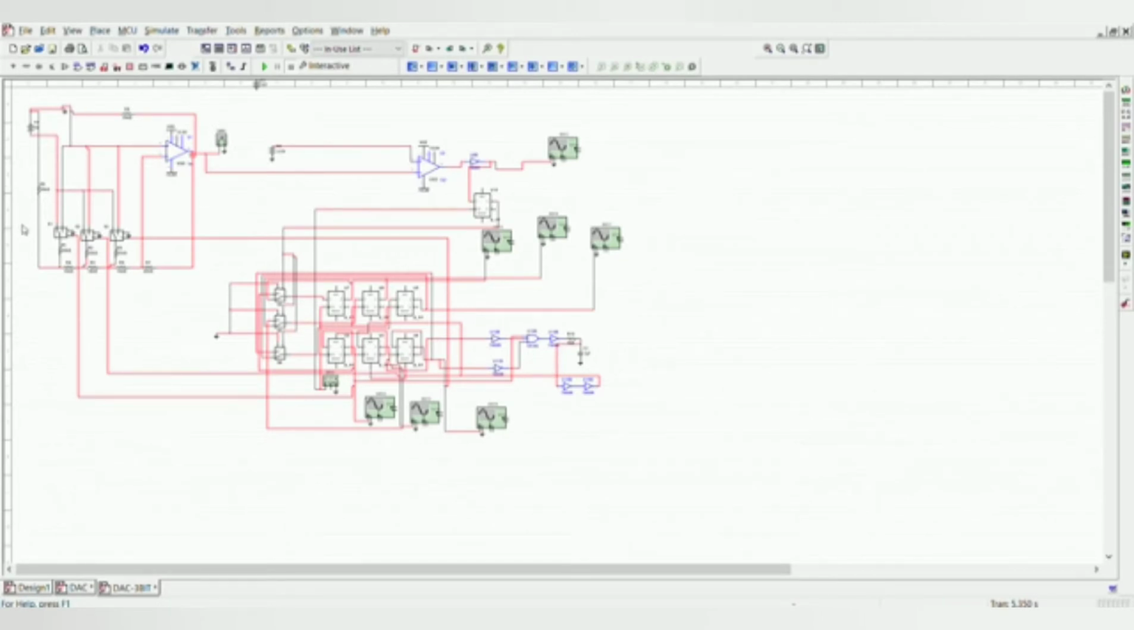And this is the DAC circuit. It takes 3 inputs from the outputs of the counter and generates an analog value. This analog value is compared with the reference value, which I have taken as 3.5. So it compares the 3.5 with the counter output and returns either 0 or 1.